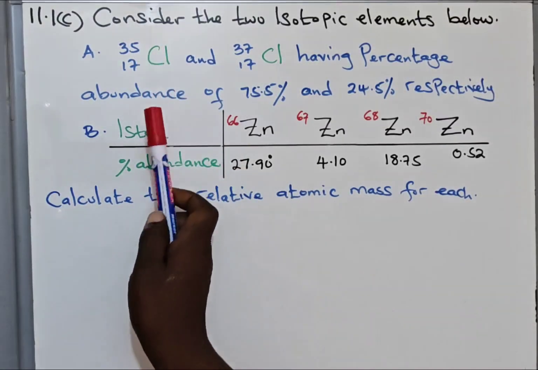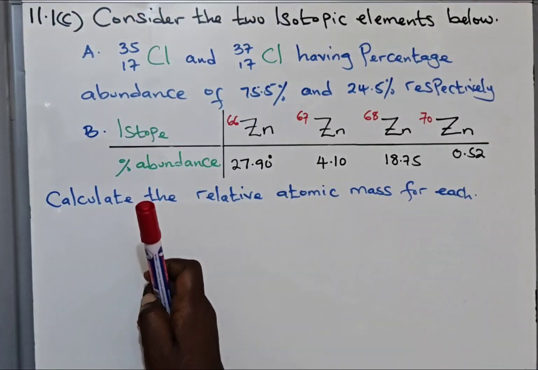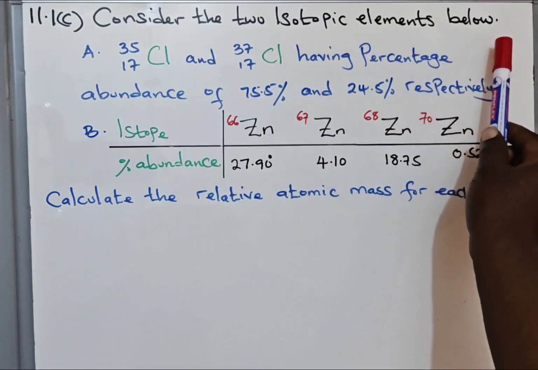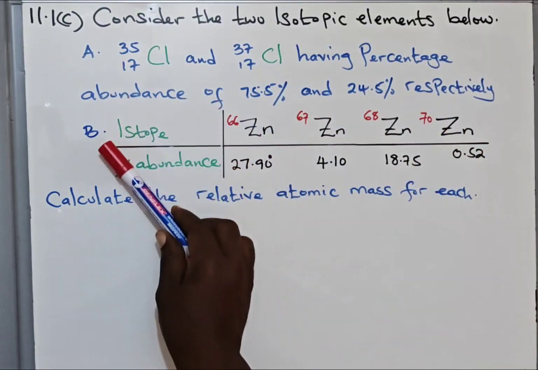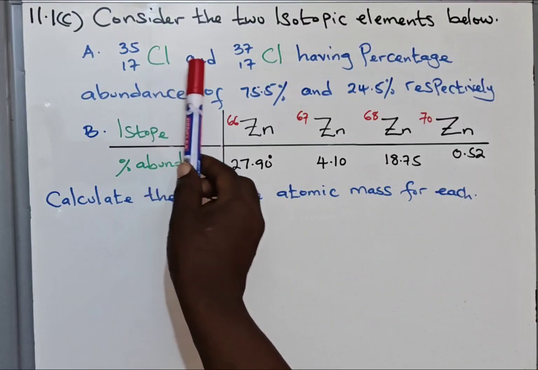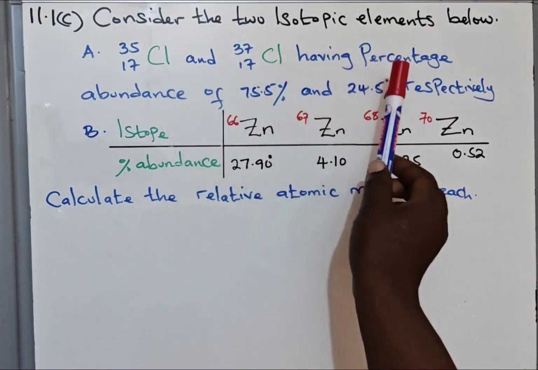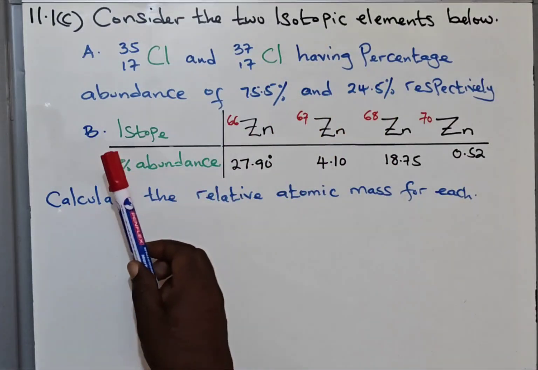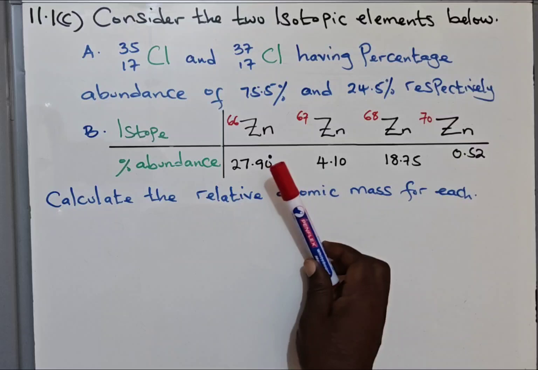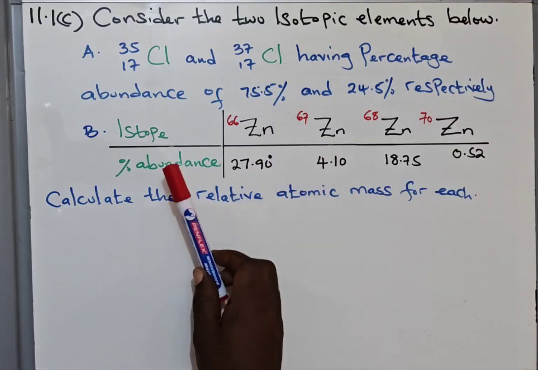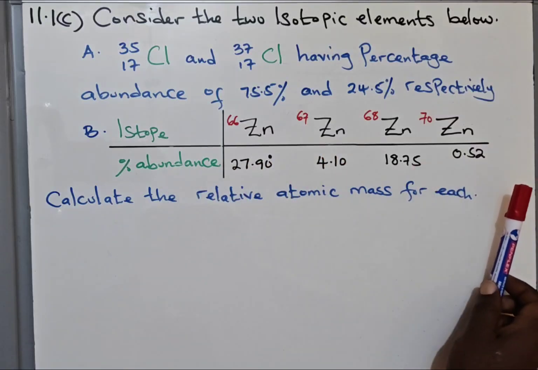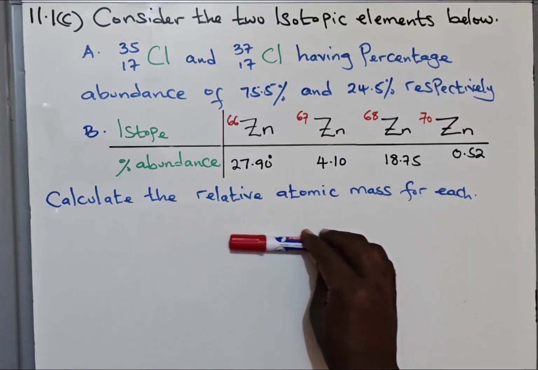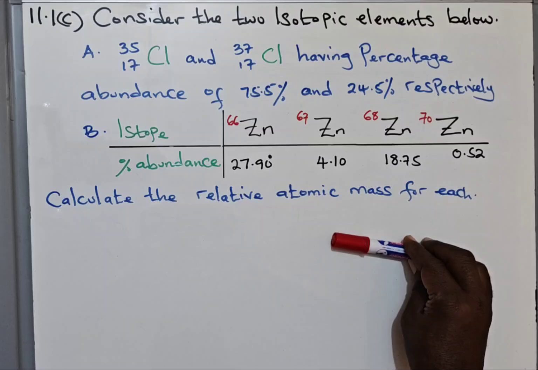Then we come to this question. Consider the two isotopic elements below, A and B. A consists of two isotopes of chlorine having these percentage abundances, and B consists of the four isotopes of zinc with their respective percentage abundances. Calculate the relative atomic mass of each.